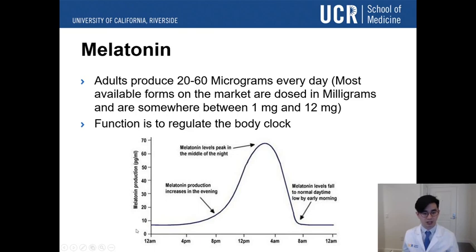And as we can see from this graph, on the y-axis is how much natural melatonin your body's producing, and on the x-axis is the time of day. Around typically 8 p.m. for adults, melatonin production increases, and it starts to peak in the middle of the night, typically around 2, 3, 4 a.m. And then as the body is starting to wake up and as there's daytime and sunlight, melatonin levels fall by early morning.